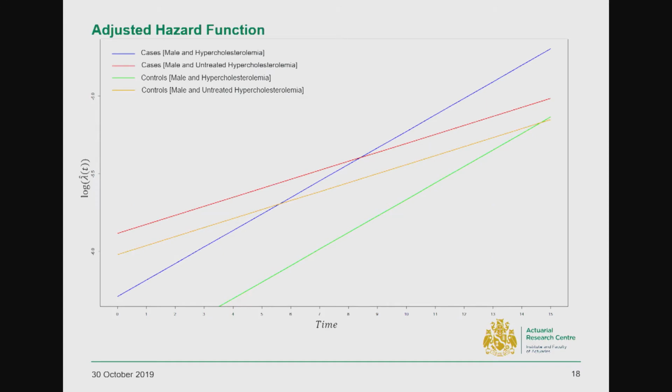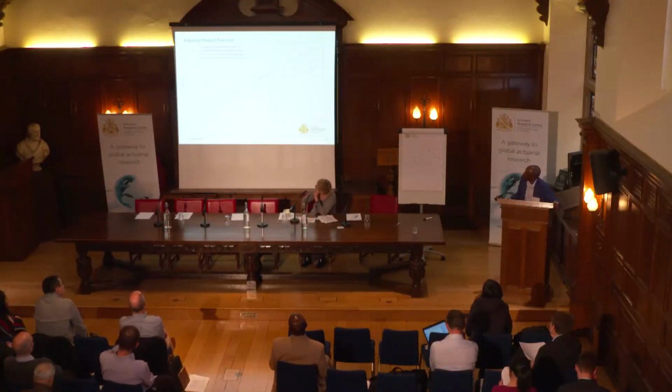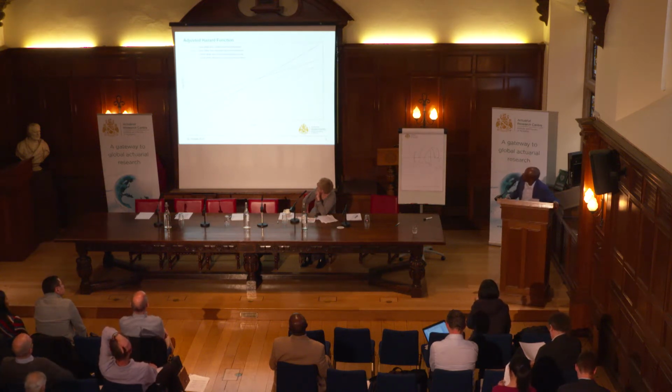Then we plotted the log of the cumulative hazards. With selected variables for the purposes of this presentation, I looked only at the males. We have treated hypercholesterolemia, which I took because it is the one violating the proportional hazards assumption. I compared the male cases who are being treated with the male controls who are being treated. You can see that for the males, the blue line is for the cases, and the green line is for the controls.